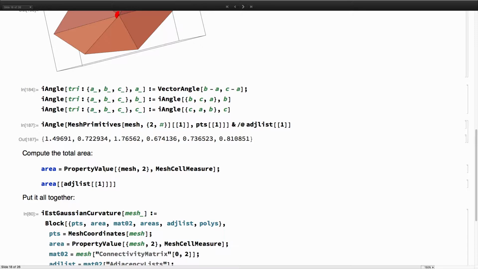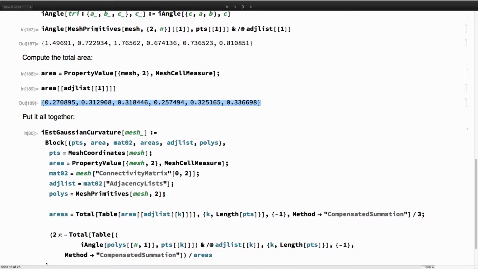And for area, you do the same thing, but now instead of computing angle, we use the area, which you can also find using the property value. So this one returns a list of the area of each polygon in order. So area will be this.